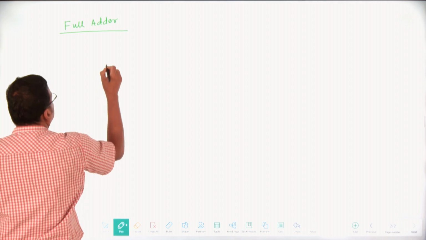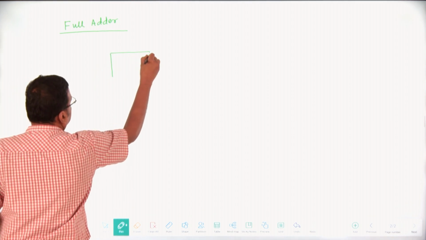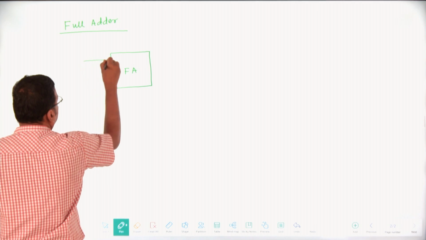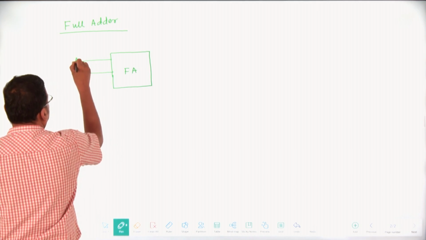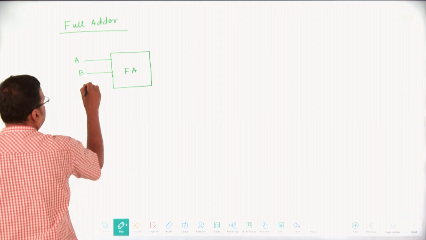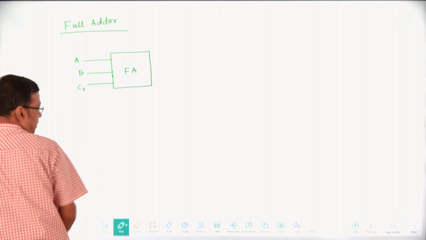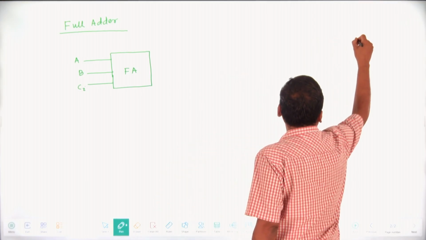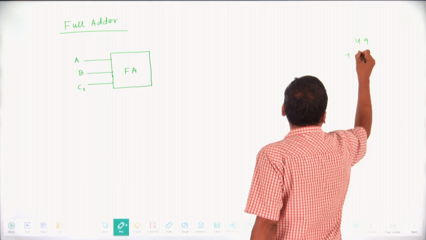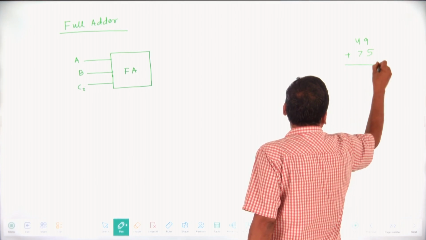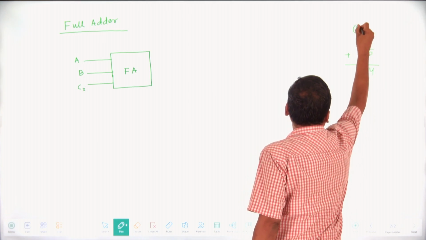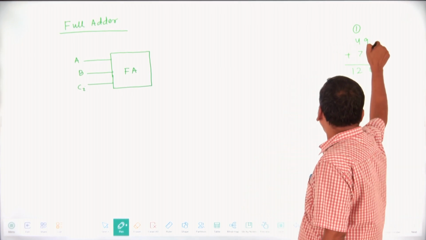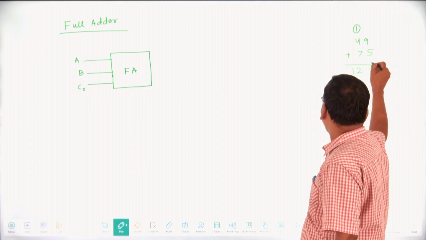So full adder, it is a combinational logic circuit. It consists of two inputs A and B along with the previous carry. The previous carry is nothing but your CI. So I already told you, when I add, suppose 49 plus 75, that is, 9 plus 5, 14. Then carry 1 here. In the first stage, 9 plus 5 is 14, that is your sum, and carry 1.